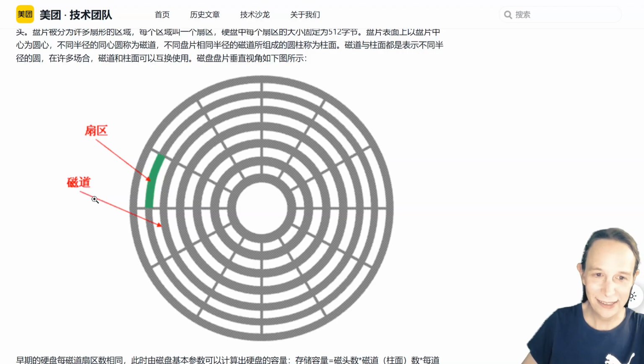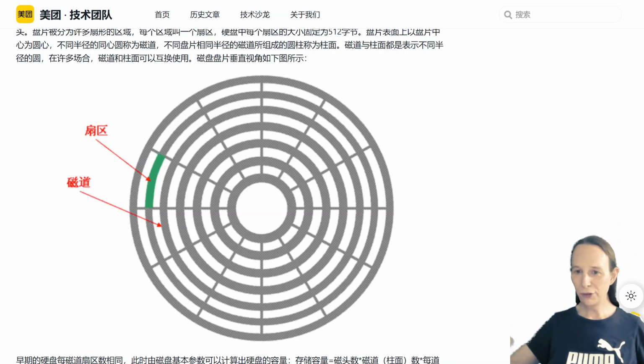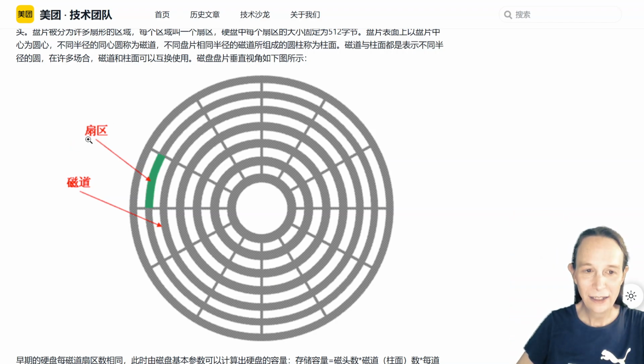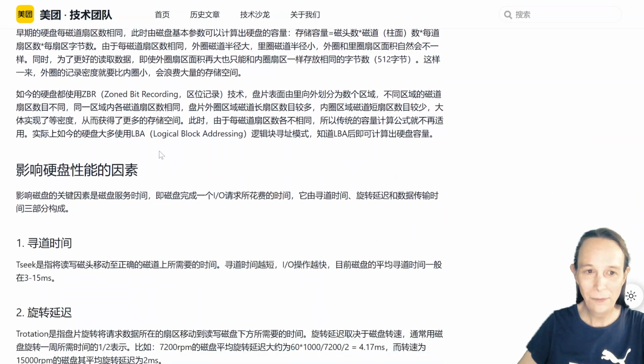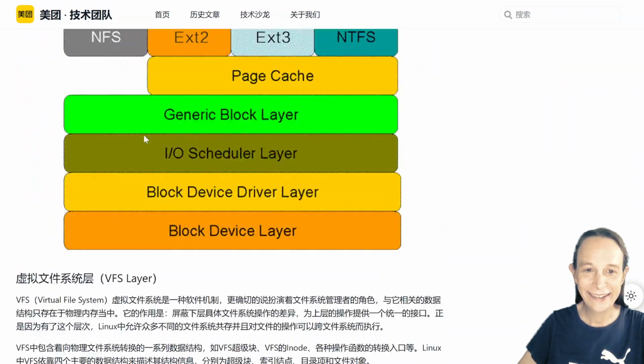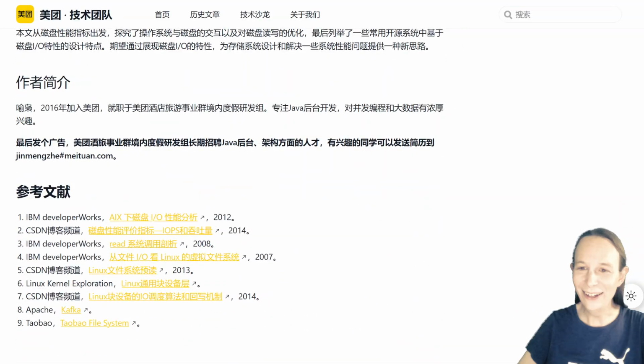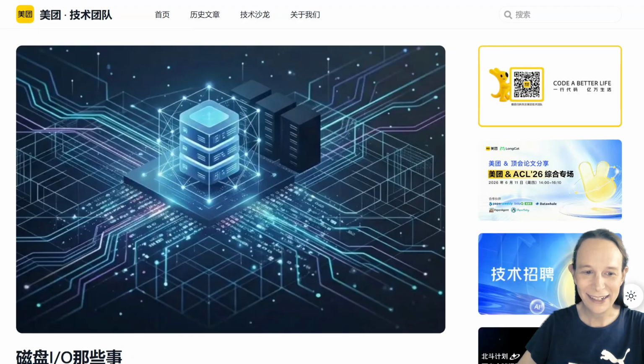磁道, what is 磁道? Oh, it's a magnetic track on a disk. 磁道. And 扇区. Oh, so this is a fan, is it? Okay, 扇区. All right, interesting. That's a lot of information.